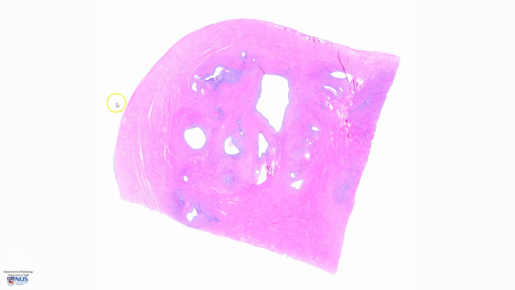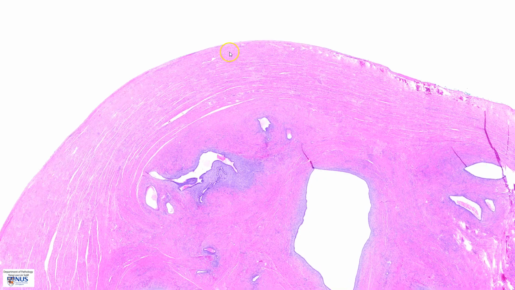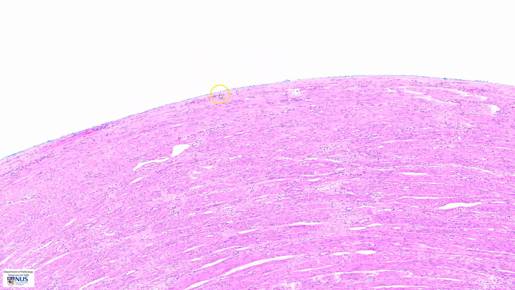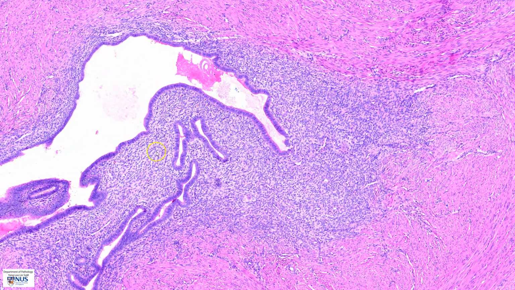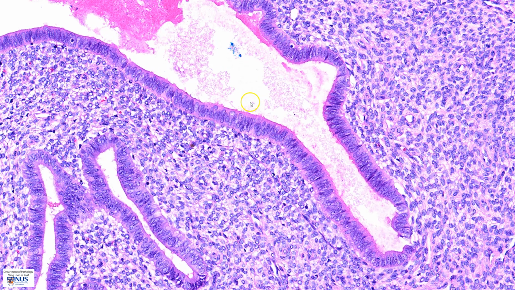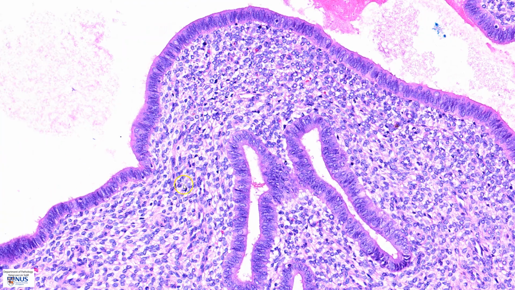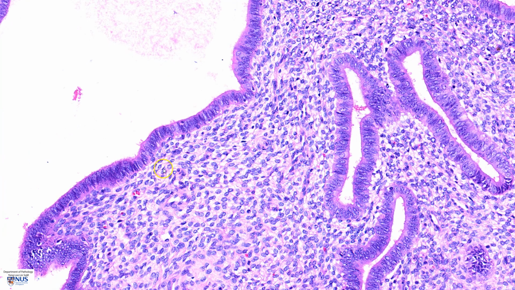In summary, this is a virtual slide from a case of adenomyosis, where we can see the outer wall of the myometrium, this being the serosal surface, and this whole area being the myometrium, within which there are irregular endometrial glands with a cuff of surrounding endometrial stroma. The endometrial glands are lined by relatively uniform columnar endometrial cells, and the surrounding stroma is composed of quite uniform cells with oval nuclei and pale cytoplasm.